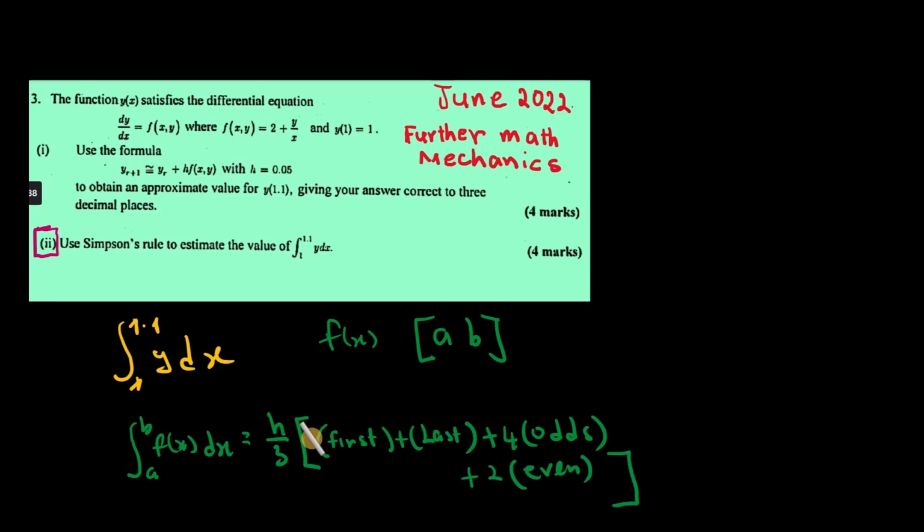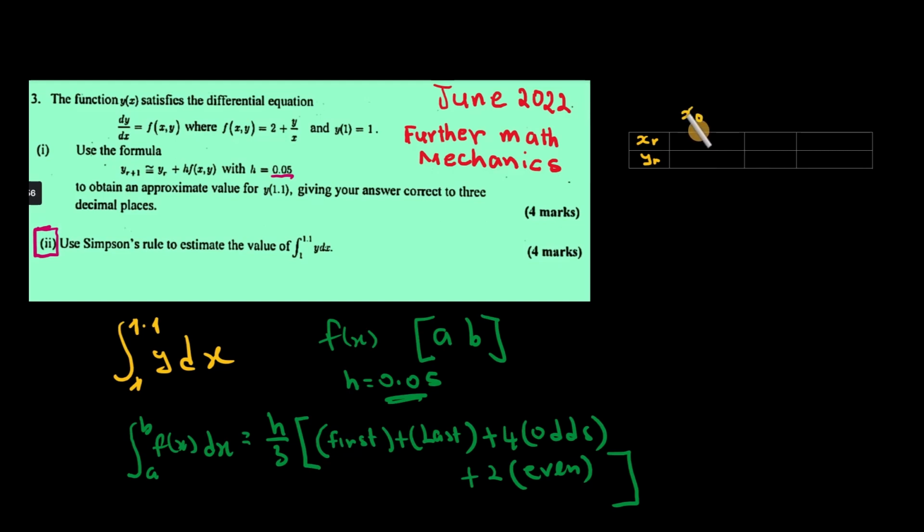h in the formula is the step length, which is given in the question as h equals 0.05. The first term is the value of y naught corresponding to the value of x naught, and the last term is the last value of y corresponding to the last value of x. From Roman 1, we can tabulate the values as follows. On the table we have x r, y r, where x r and y r are the values of x and y at different values of r. At x naught, x r is 1. At y naught, y r is 1. At x1, x r is 1.05 and y1 is 1.15. x2 is 1.1 and y2 is 1.304.